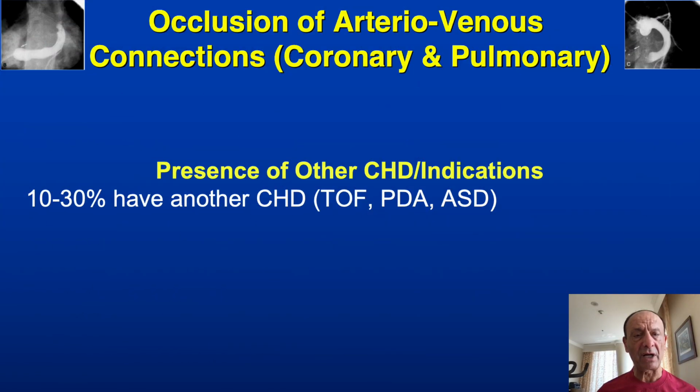Presence of other congenital heart disease, indications for surgery or transcatheter in some patients with tetralogy of Fallot, PDA, ASD, pulmonary atresia. This is present in 10 to 30% of the patients.